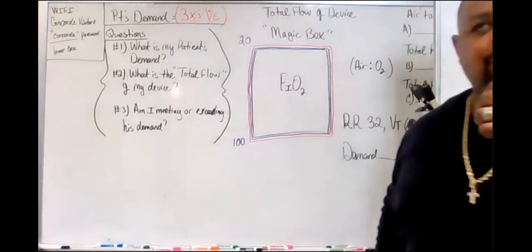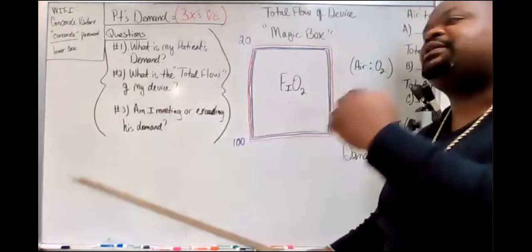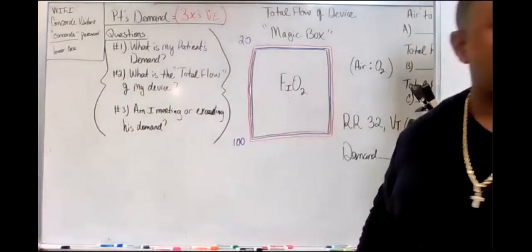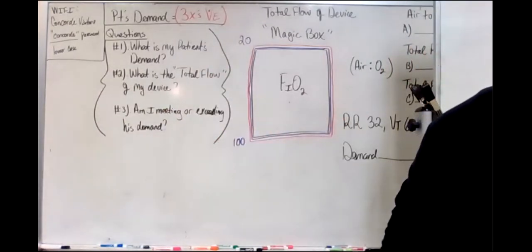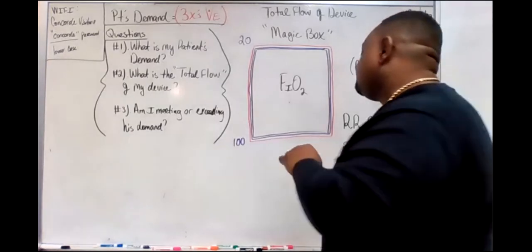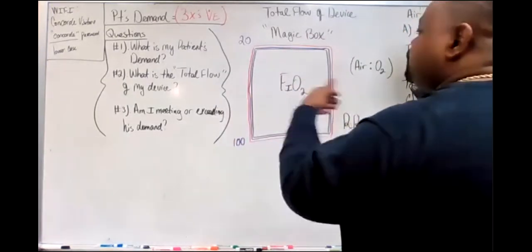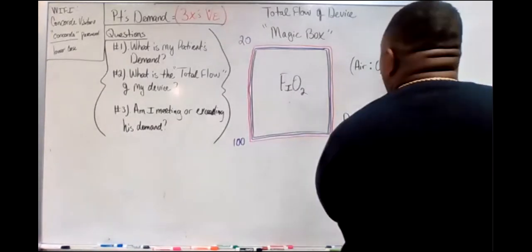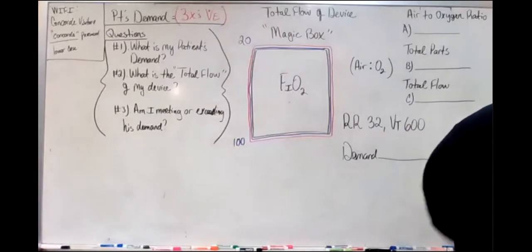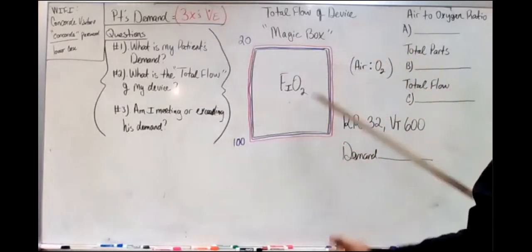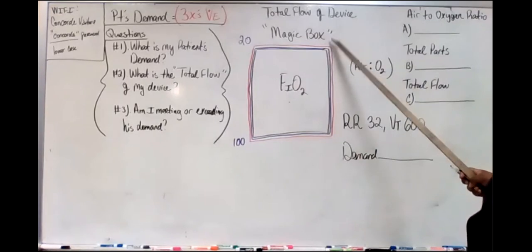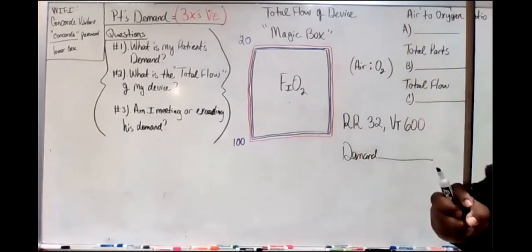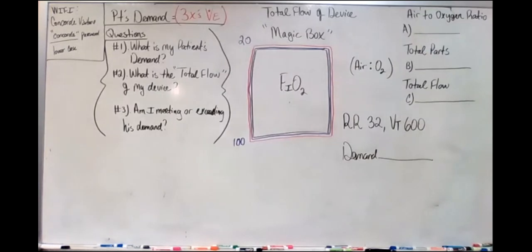Okay, so the next thing you're gonna learn is, how do I tell you how much he's getting from the device that I'm using? Okay, which is a high flow system. I'm gonna show you the math part, then I'm gonna show you the devices and how they work. So in order to find the total flow of my device, I have to use what's called the magic box.